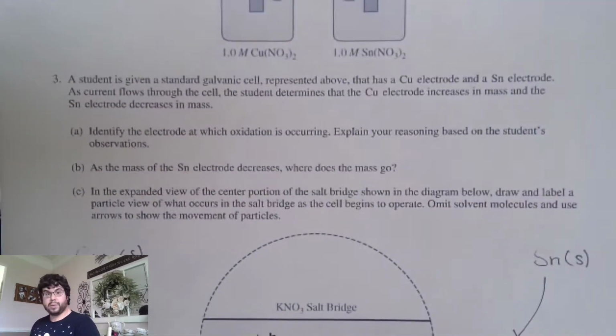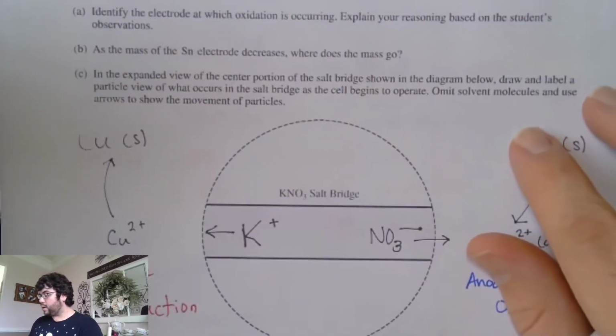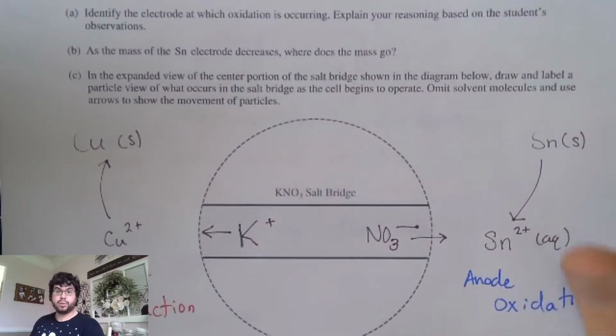Part C, in the expanded view of the center portion of the salt bridge, shown in the diagram below, draw and label a particle view of what occurs in the salt bridge as the cell begins to operate. Omit solvent molecules and use arrows to show the movement of particles. This one's not too bad.